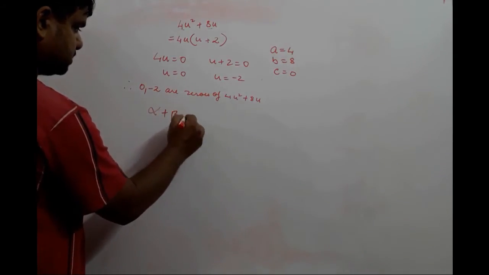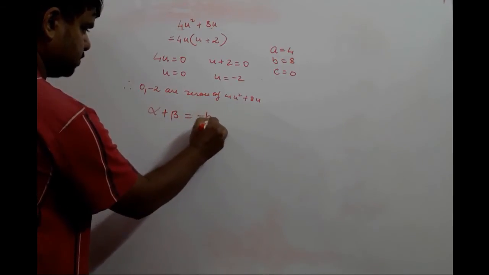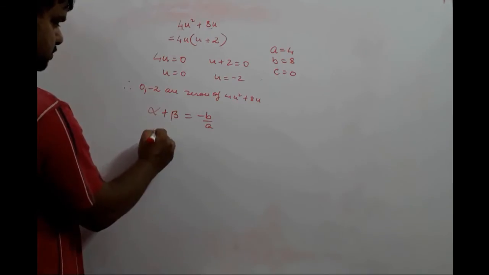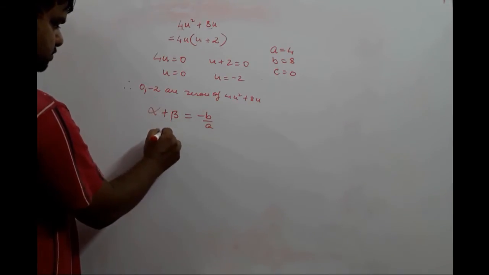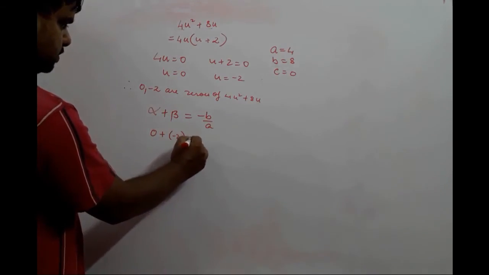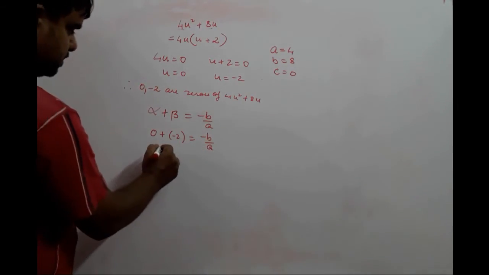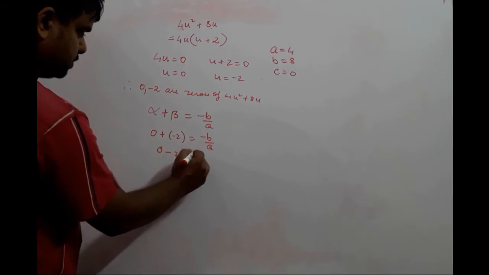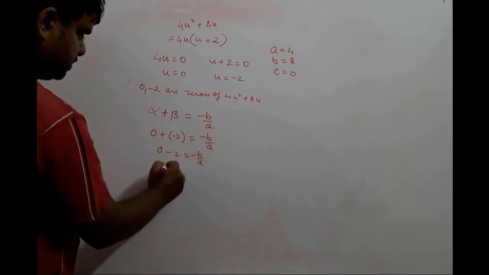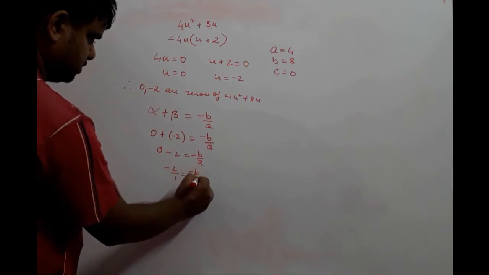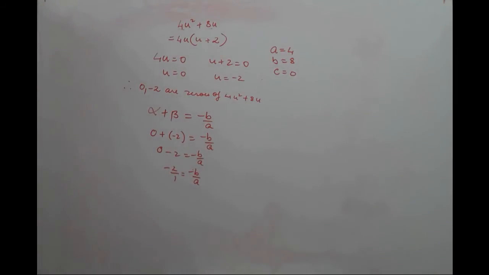Alpha plus beta equal to minus b upon a. What is alpha over here? It is 0 and beta is minus 2. So 0 plus minus 2 equal to minus b upon a, which means it is minus 2 upon 1 equal to minus b upon a. Okay, now in this case we get this.